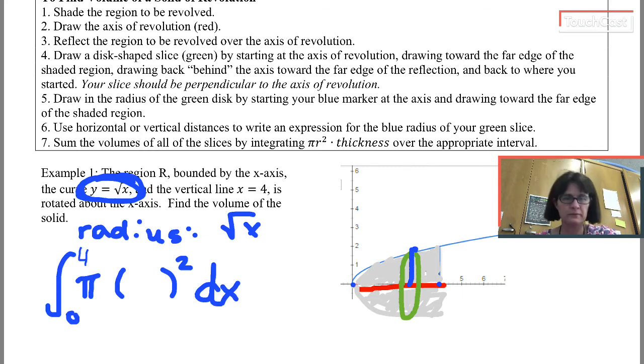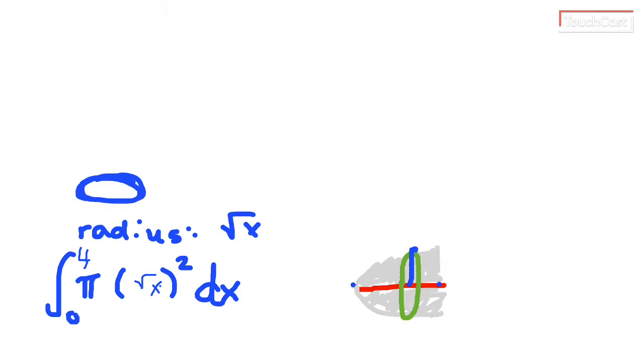And now I just have to fill my radius in. Here the radius wasn't so bad. It's square root of x. Again, that's a 4. So I'm going to hide this and simplify that. Okay, so now I'm going to take this integral and evaluate it.